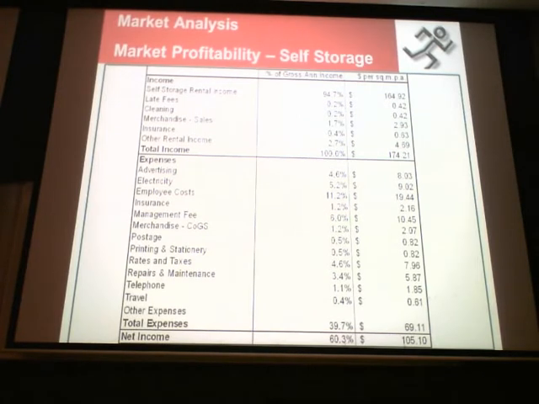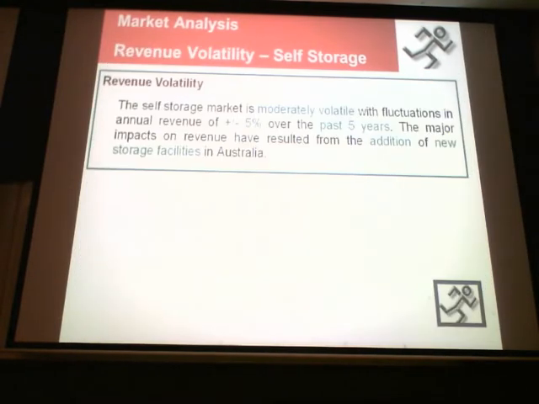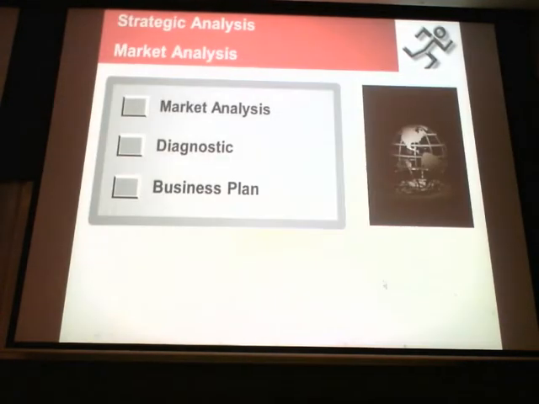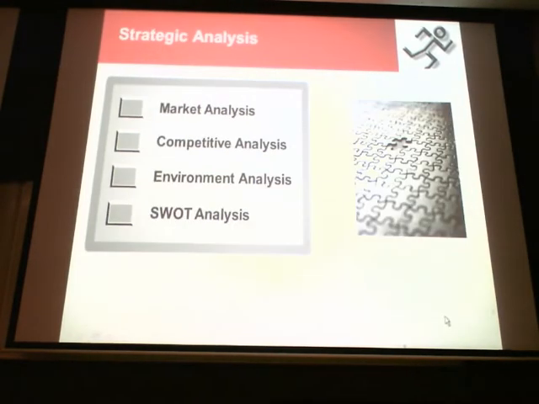Yeah. Now, if you put an occupancy cost in there, that comes out at about $100. You're only making about $5 per square metre per annum. It's sort of a marginal business. It's not a very nice business to be in. And revenue volatility, it was quite volatile because they were adding a lot of new facilities in Australia because it was in the growth phase, so it made it quite volatile. So that's the market analysis done for self-storage.